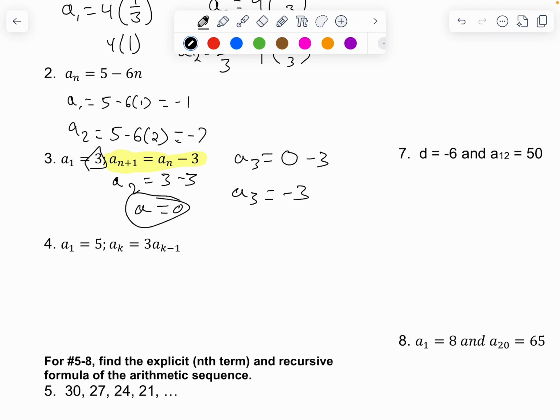Same goes here for number 4, but you're going to be multiplying. So the first term is 5, so the second term would be 3 times 5, and that's 15. And then our third term would be 3 times 15, and the value of our third term is 45. Sorry for my sloppy writing. It's hard to do it clean on the iPad.